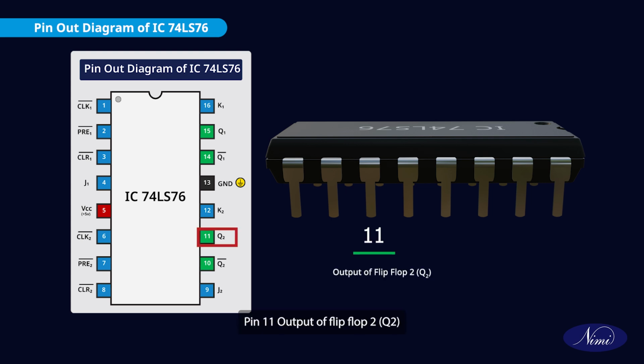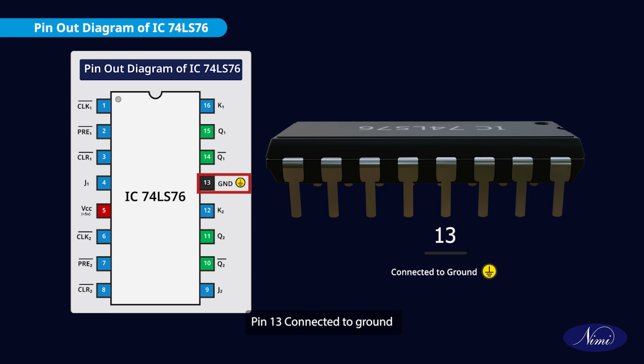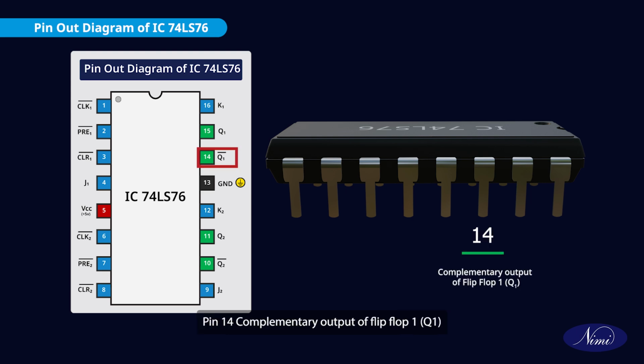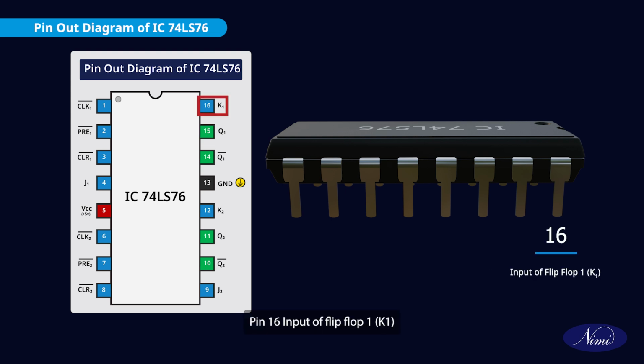Pin 11, output of flip-flop 2 Q2. Pin 12, input of flip-flop 2 K2. Pin 13, connected to ground. Pin 14, complementary output of flip-flop 1 Q1. Pin 15, output of flip-flop 1 Q1. Pin 16, input of flip-flop 1 K1.